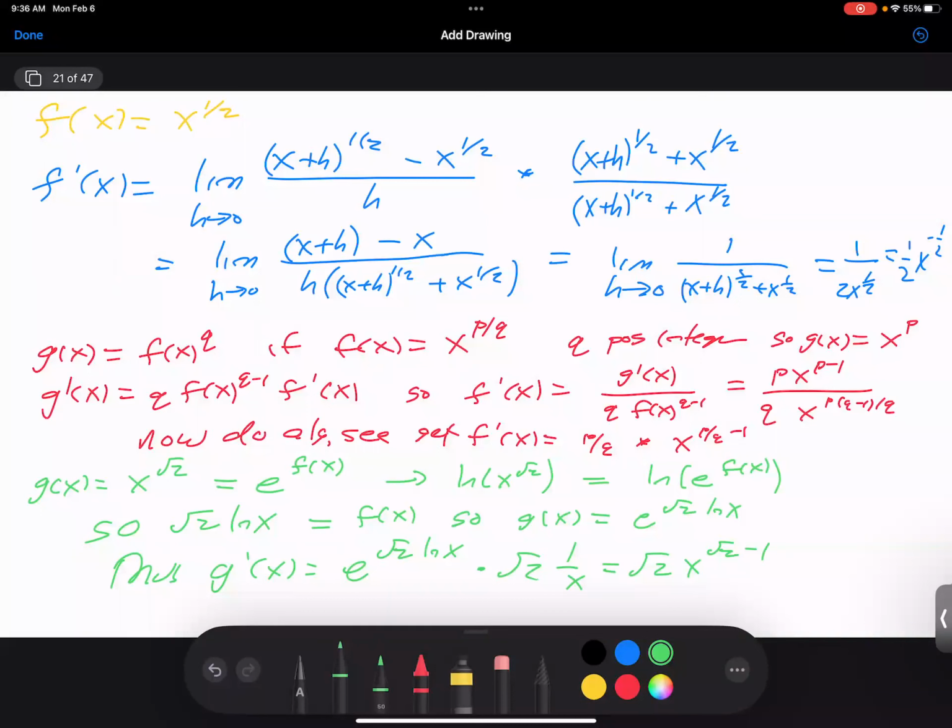So to actually figure out the derivative of x to the root 2, we're really using the chain rule, and we're using what the derivative of e to the x is, and what the derivative of the natural log of x is. This case actually covers all the other stuff. I can replace root 2 with anything here, and that just changes the number there.